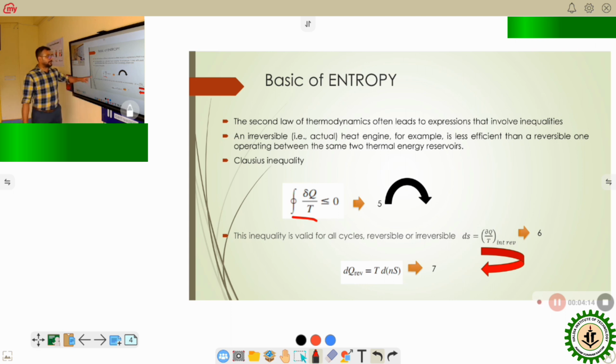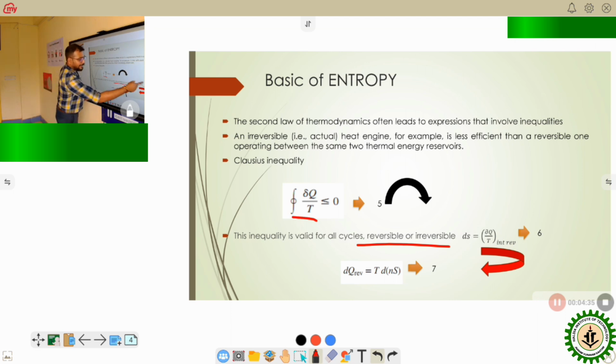Okay, and this inequality is valid for all cycles, like reversible and irreversible processes, or also it is valid for the internally reversible one, which is dS equal to del Q by T at internally reversible condition. Okay, and if we rearrange this equation 6, we can get dQ reversible equal to TdS, or for n number of moles that will be Td(nS).